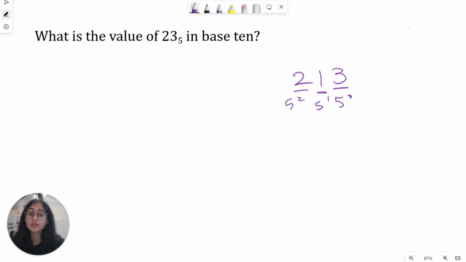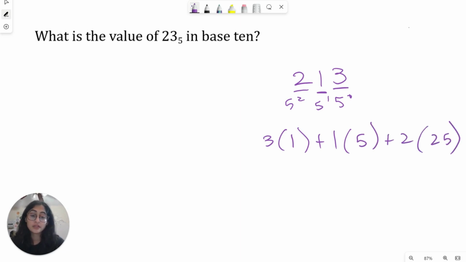So if this was 213 in base 5, what we'd actually have is 3 times 5 to the 0th, or 1, plus 1 times 5 to the 1st, or just 5, plus 2 times 5 squared, or just 25. So this would be 50 plus 5 plus 3, which would be 58.